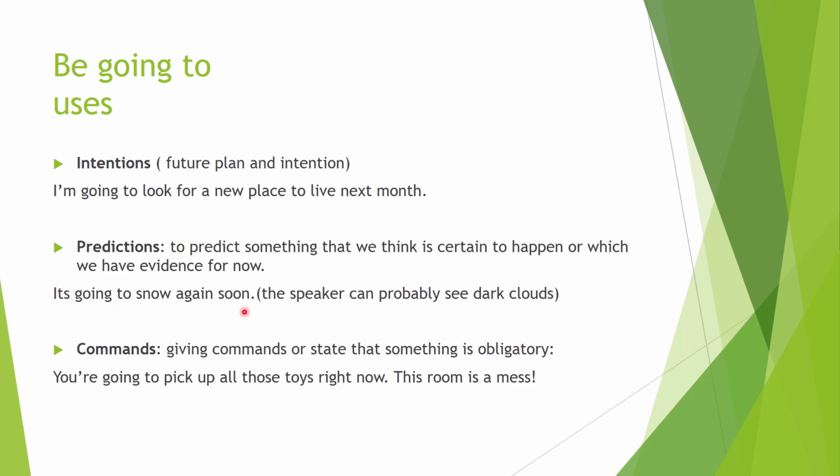Now here we are predicting something. To snow again, that is a prediction. Here, the speaker may know or can probably see the dark clouds. When we can see dark clouds, it's a sign that it's going to snow. So here, in predictions, we talk about things that we are certain will happen or we have evidence for.